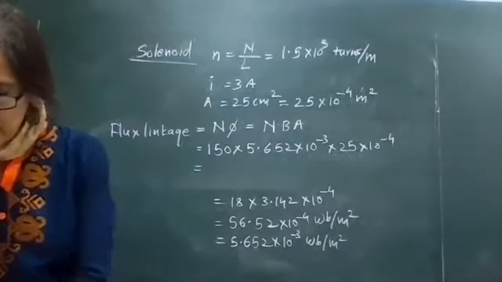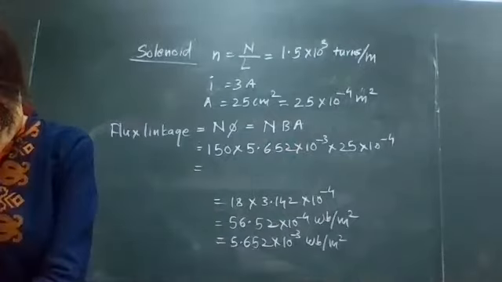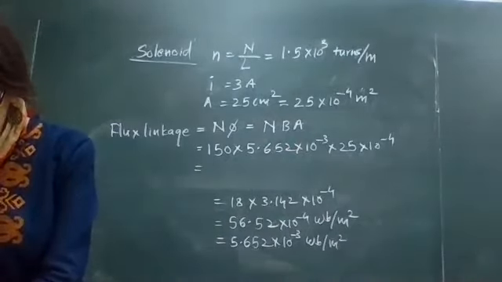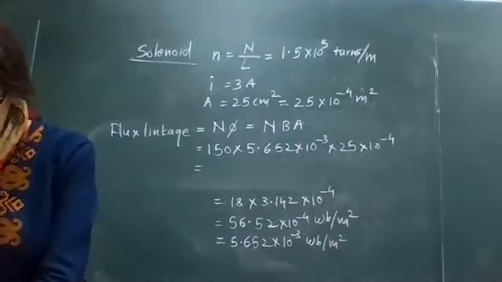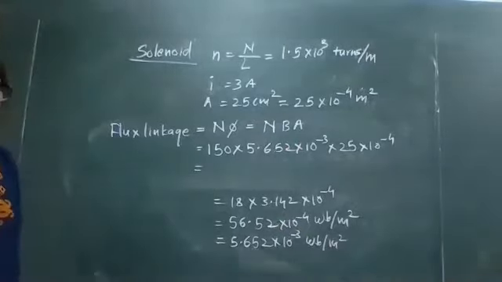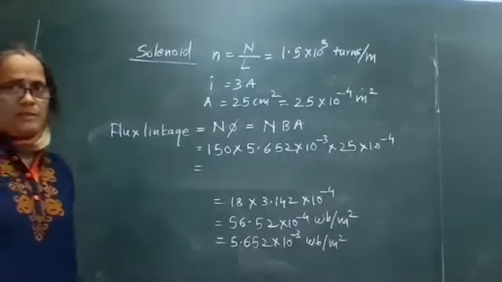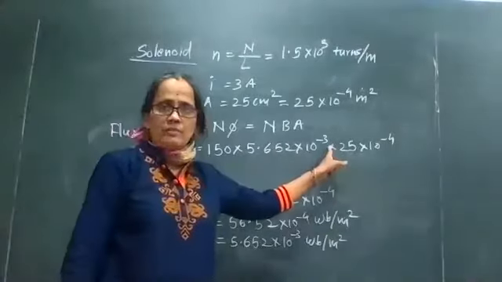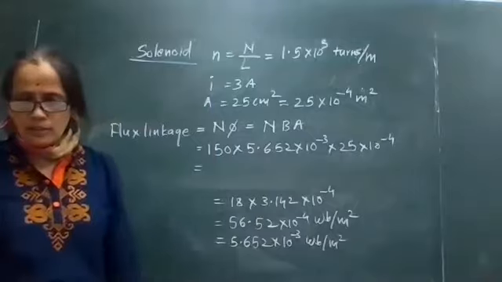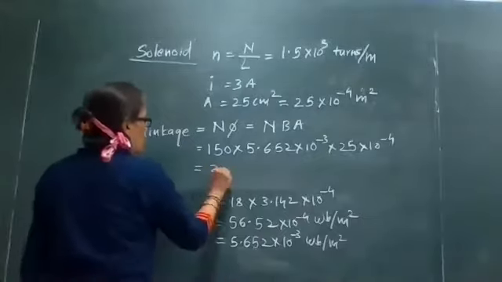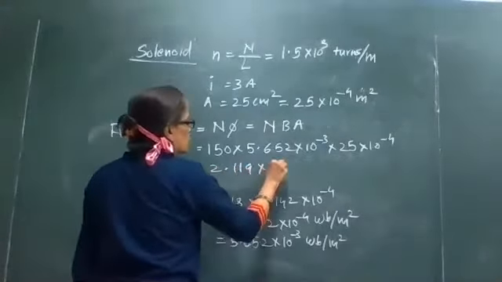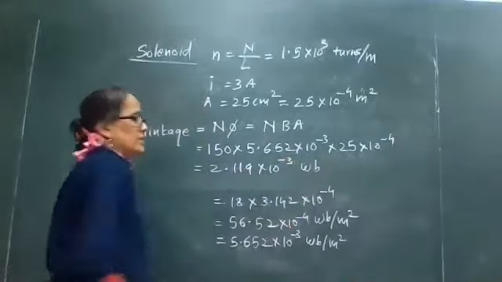Clear? And the last point is the average EMF induced in the coil if the current in the solenoid is reversed in direction in a time of 0.5 seconds. So that you have to calculate. Do this calculation. If you finish this calculation you will get the flux linkage equal to 2.119 into 10 raised to minus 3 weber. This is the flux linkage you will get.